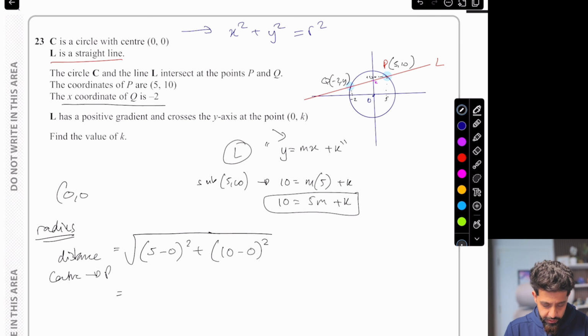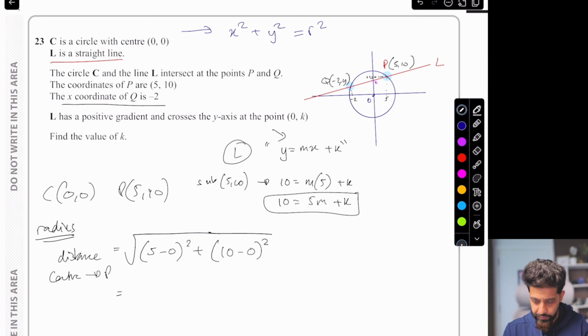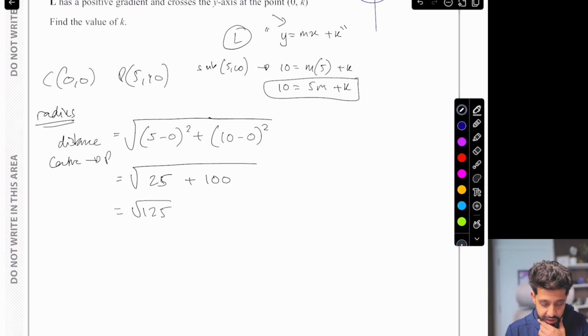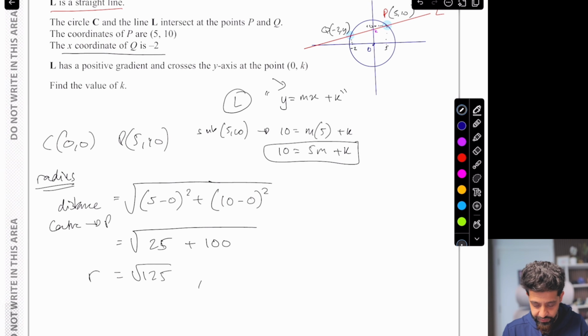Just so you're aware, 0, 0 is the center and the coordinate of P was 5, 10, so we're literally finding the distance between those two using this. That would be 5 squared, which is 25, because 5 minus 0 is 5, plus 10 minus 0 is 10, squared is 100. So we have 125. We can leave it like that. That's the radius, but in the equation it's r squared, so r squared would be just 125. We can leave it like that.